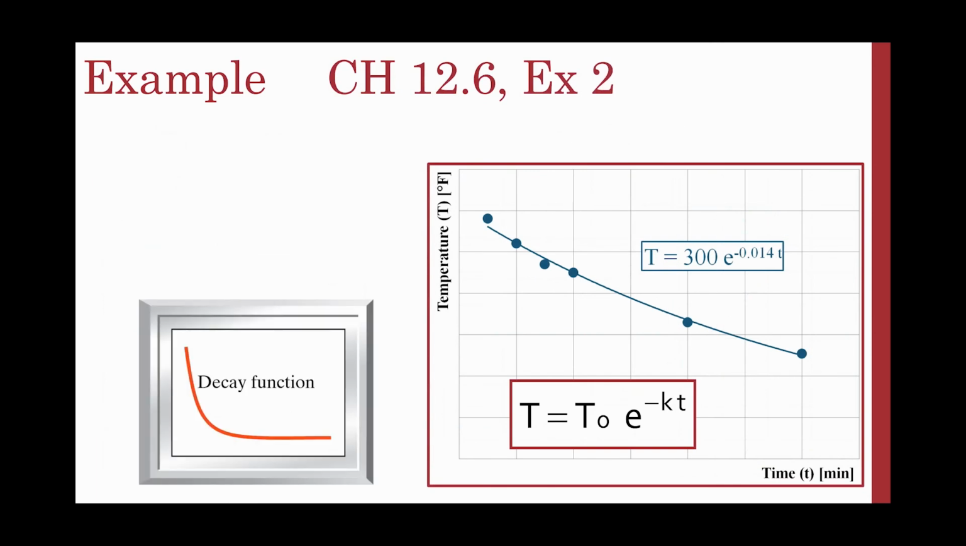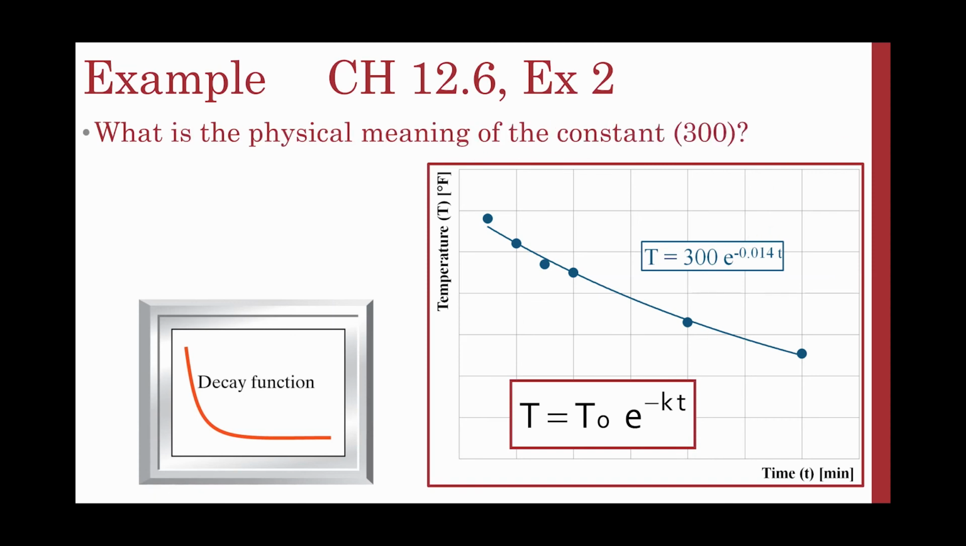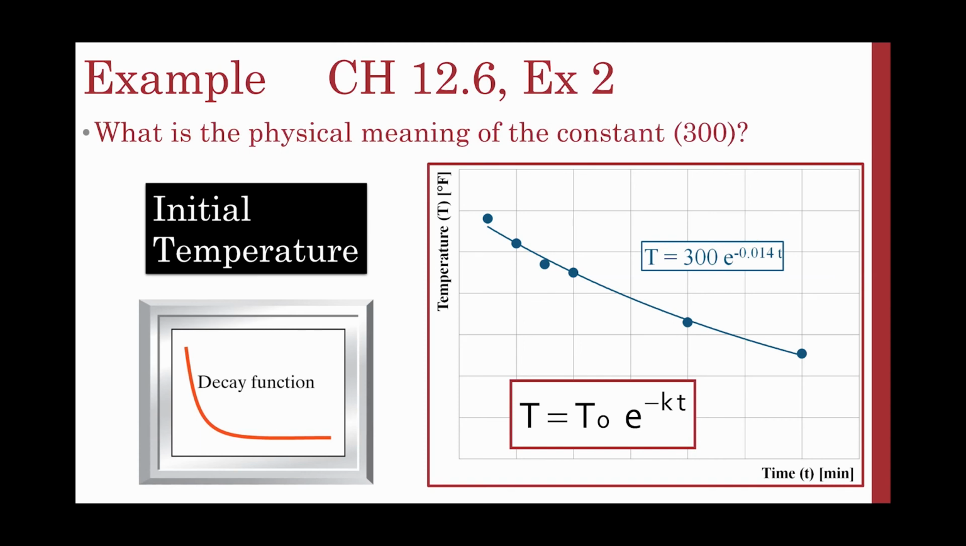I'm looking at the temperature decay since my m is negative. What are the units of 300? Well, the units of 300 must be degrees Fahrenheit because, again, the entire exponential term is unitless. So what is the physical meaning of the constant 300? It is the initial temperature.